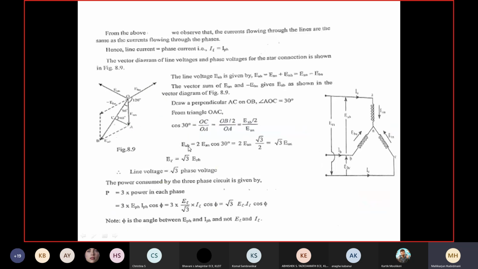In case of this, what is the line voltage, phase voltage? Line voltage is root 3 times the phase voltage. What is given to you is 400 volt here. EL is given as 400. Then what is EPH? 400 divided by root 3. That is EPH. That's what I want to do here.